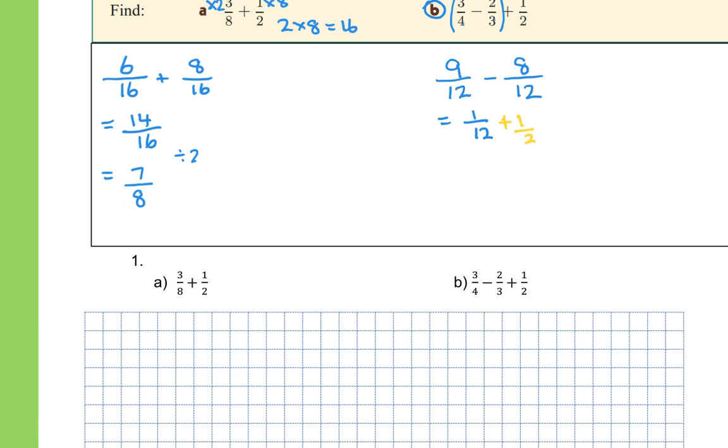We're going to add in our third fraction, which is a half. So 12 times 2 is 24. 1 times 2 is 2. 12 times 1 is 12. And we end up with 14 over 24, which is the correct answer. Or we can simplify a little bit. 14 divided by 2 is 7. 24 divided by 2 is 12.